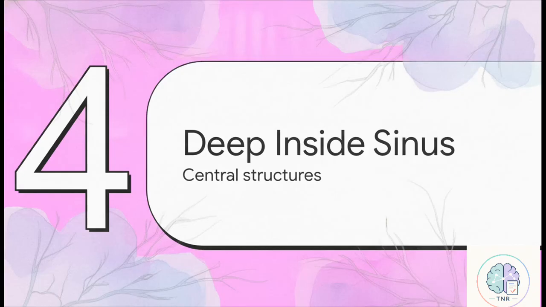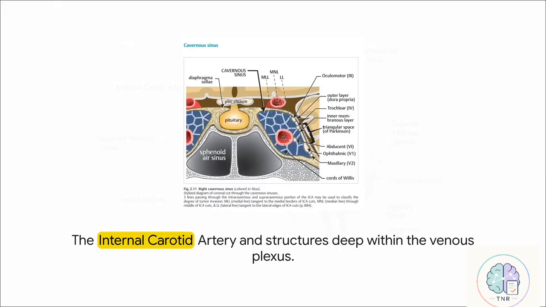Let's keep digging. Section 4, deep inside the sinus. If we peel our focus away from that lateral wall and look deep into the central venous plexus itself, we find some massive structures floating right in the middle.